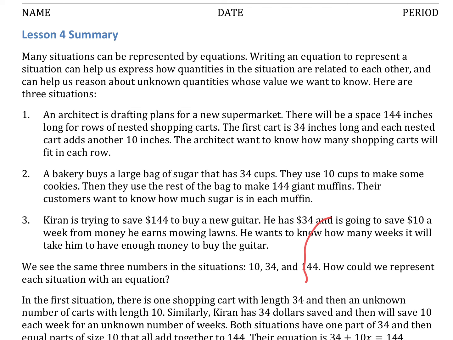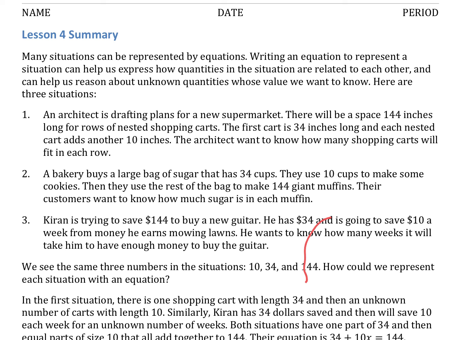So when you are thinking about your situations with your equations, really try to remember to ask yourself, first of all, what is my unknown? What am I trying to figure out? Ask yourself, what are the important numbers that I need in the equation? And what operation am I going to be using? So think of those key terms that we've talked about in the past that represent each type of operation.